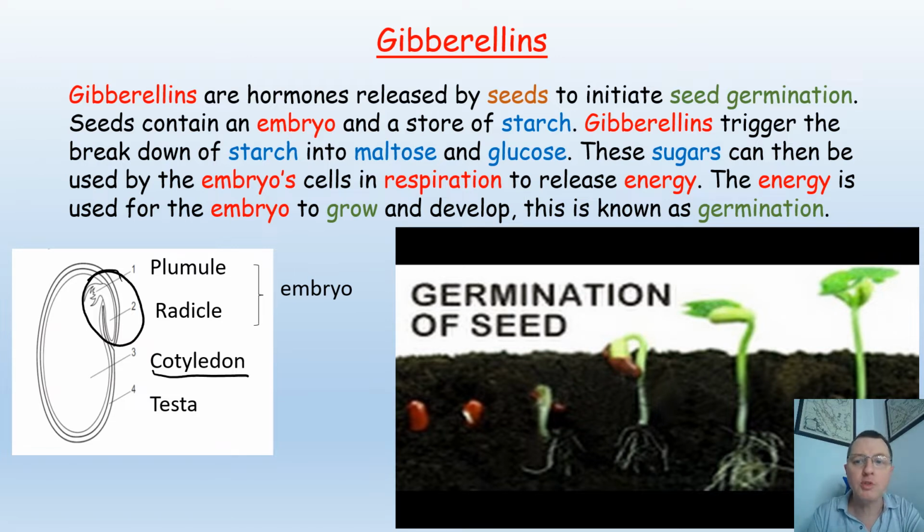Gibberellins will trigger the breakdown of starch into maltose and glucose. These sugars can then be used by the embryo cells in respiration to release energy. The energy is then used for the embryo to grow and develop, and this is known as germination. So gibberellins are an incredibly important plant hormone to allow seeds to germinate. This can be carried out both artificially and naturally.